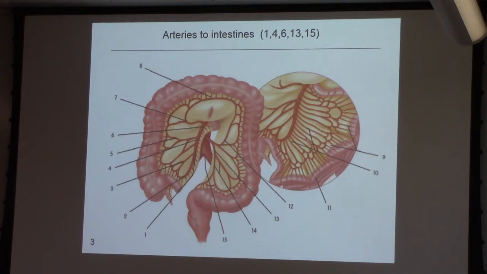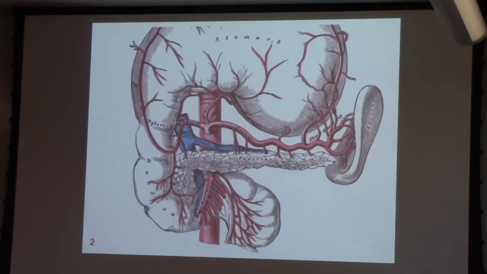Okay, let's talk about the arteries to the intestines. Only a few of them are actually ones that I want you to know. What brave soul wants to label one of these arteries? This is the superior mesenteric artery. That's right. And we kind of saw it here. Here is the superior mesenteric artery sort of peeking out from behind the pancreas.